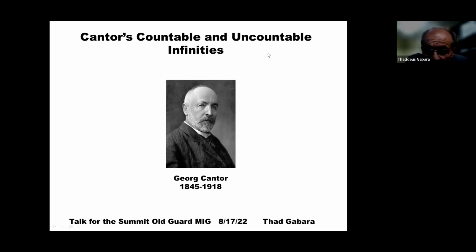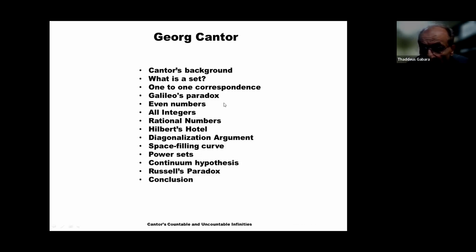Good morning. Today's talk is going to be Cantor's countable and uncountable infinities. What I'll do is give you the background. We'll take a look at Cantor's background. Then since he has a lot to do with set theory, we'll see what a set is. We'll look at one-to-one correspondence. This is how you can compare two things in two different groups, such that you can determine various characteristics between the two groups. And then we'll move into Galileo's paradox.